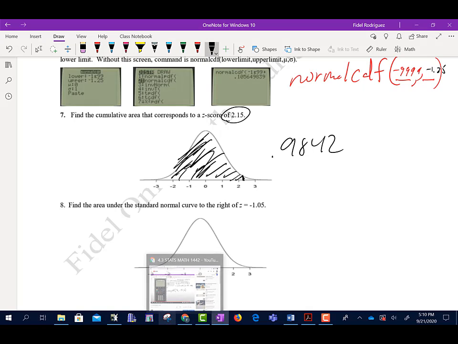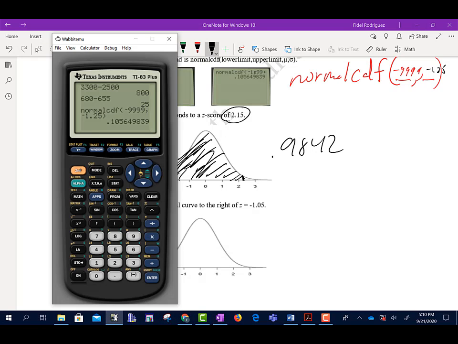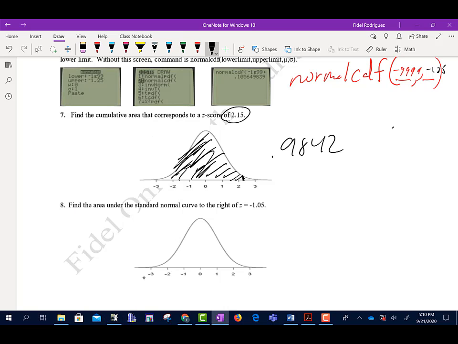If I were to do this on my calculator, let's do the same thing. Let's go second vars, to our normal CDF. Now remember, I'm finding the area to the left of the curve, so I'm going to start at negative a whole bunch of 9s, comma, 2.15, close it off. I'm going to hit enter, and if you look at my first 4 digits, 0.9842.